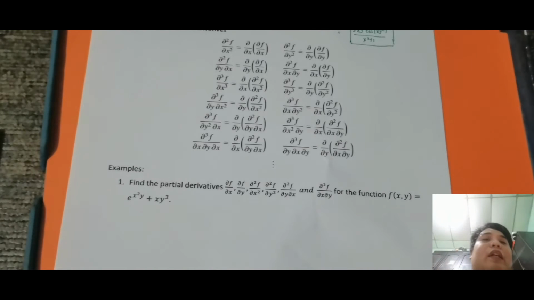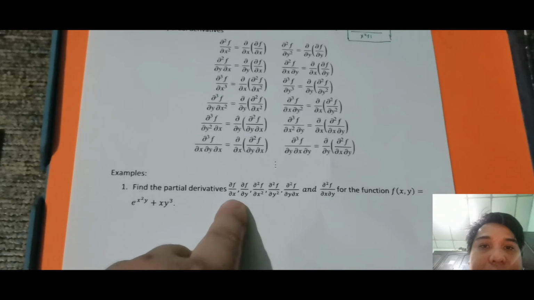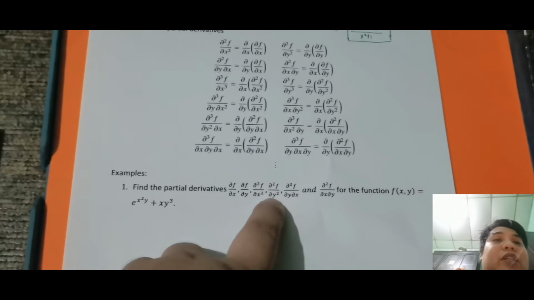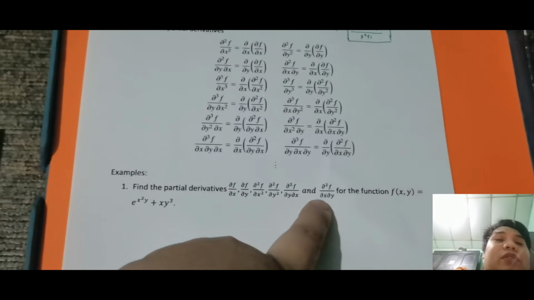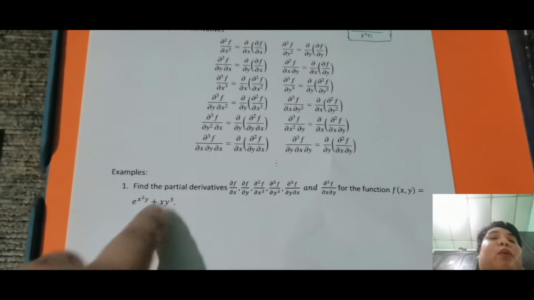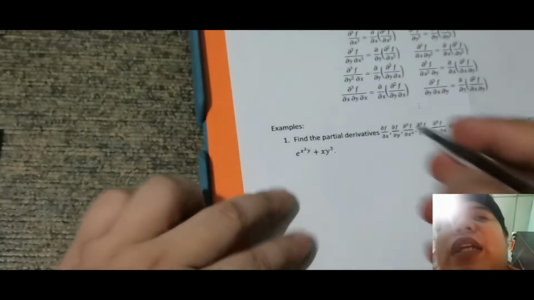Okay, bago natin i-end. Okay, so find the partial derivative. So, ayan na, with respect sa x, with respect sa y, with respect sa x squared. So, second partial order derivative siya. Second partial order derivative with respect sa y. Then, mixed partial derivative na una si x, sunod si y. Una si y, sunod si x. For the function e raised to x squared y plus x y cubed. Okay, so yan, medyo challenging. So, for letter A muna tayo.